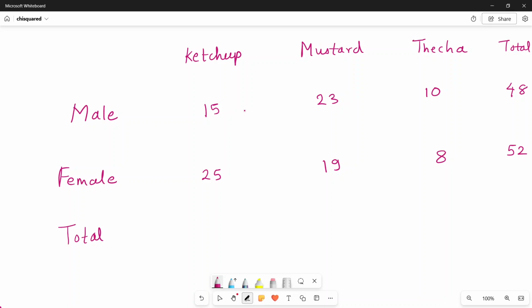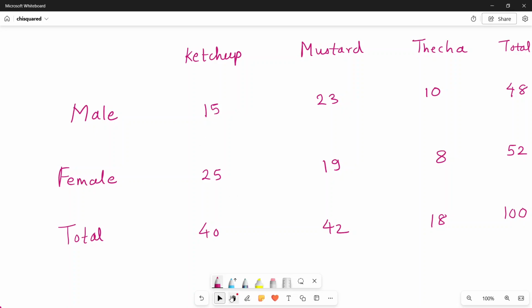This is the column-wise total. This comes out as 40, 42, and 18. The total comes out as 100. So the survey was conducted in this way. Now you have to perform a chi-square test of independence.